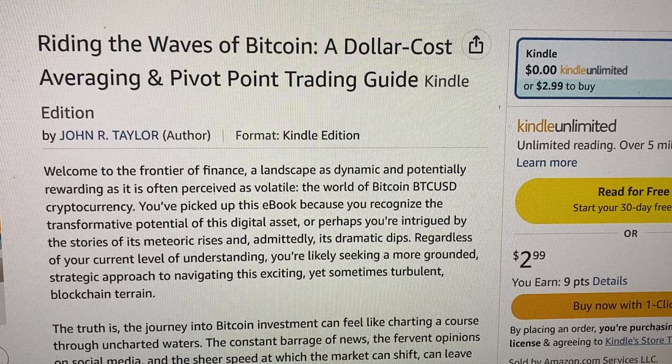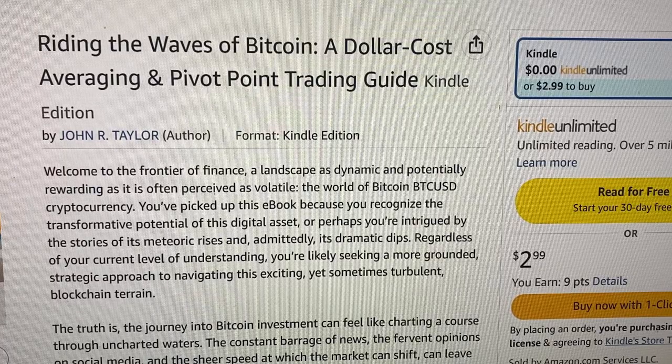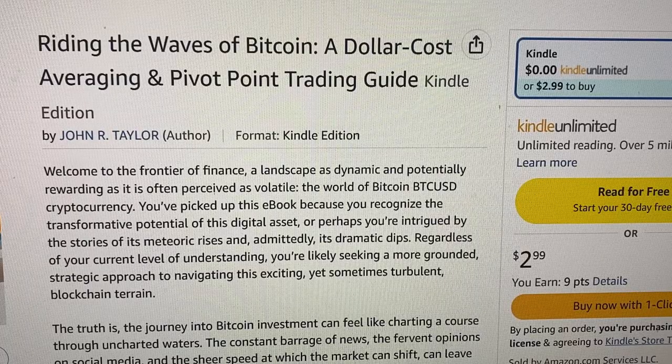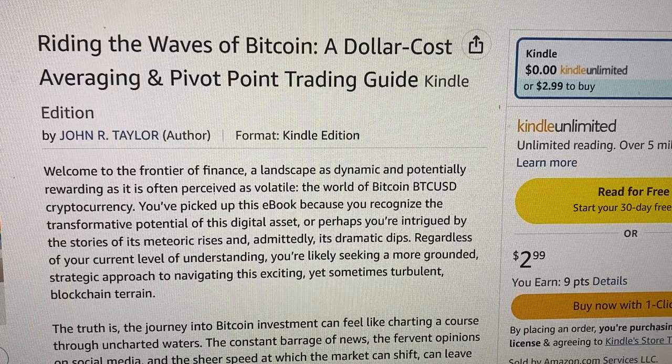My ebook is designed to bridge the gap between these two powerful strategies, offering you a comprehensive guide to navigating the Bitcoin market with confidence. You will learn how to calculate standard pivot points and comprehend the significance of each S level, support levels, to guide your entries. Whether you're a complete novice or an experienced investor or speculator, enjoy this book. It'll give you the tools to navigate the frontier with strategy and precision.